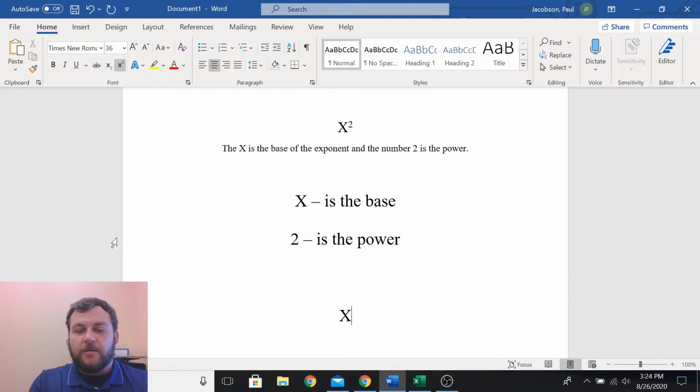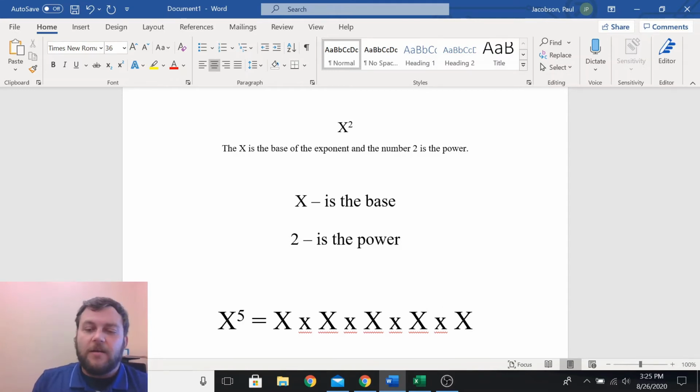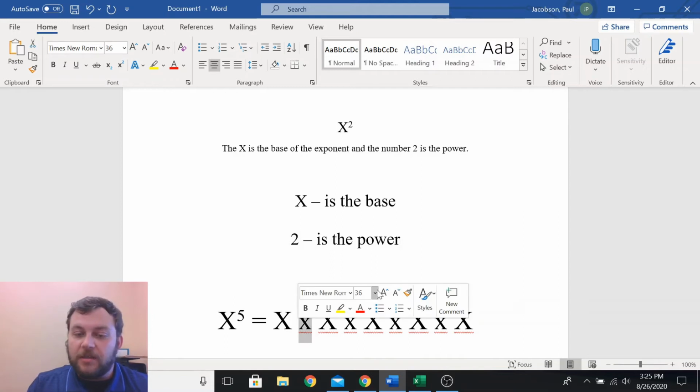Let's take a look at just kind of expanding it out a little bit more. How about x to the power of 5? What would something like that look like? So x to the power of 5 would just be x times x times x times x times x, right? So that's a lot of writing. We don't want to write all of that down if we were writing out an equation. I want to make these x's a little bit smaller.